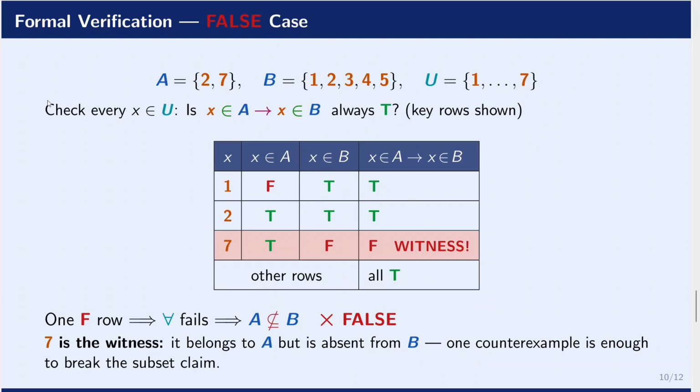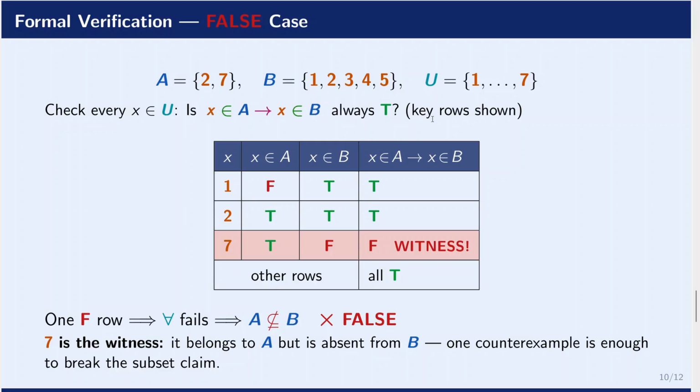Now, let us examine a formal verification for a false case. Here, set A contains 2 and 7. Set B contains 1, 2, 3, 4, and 5. Our universal set U contains the numbers from 1 all the way up to 7. We must check if the statement X belongs to A, then X belongs to B is always true.